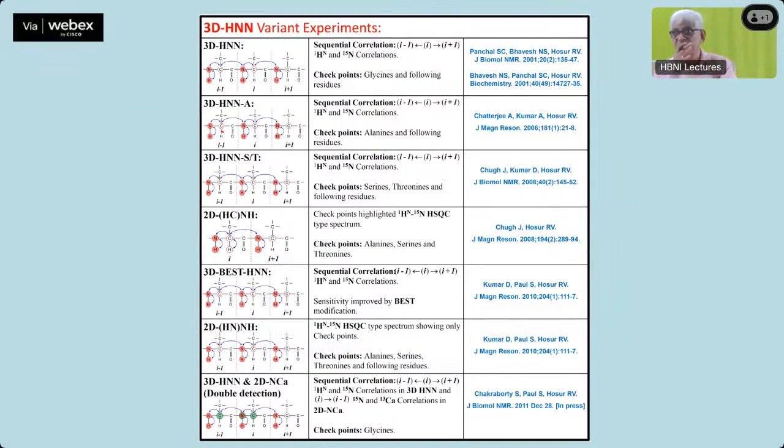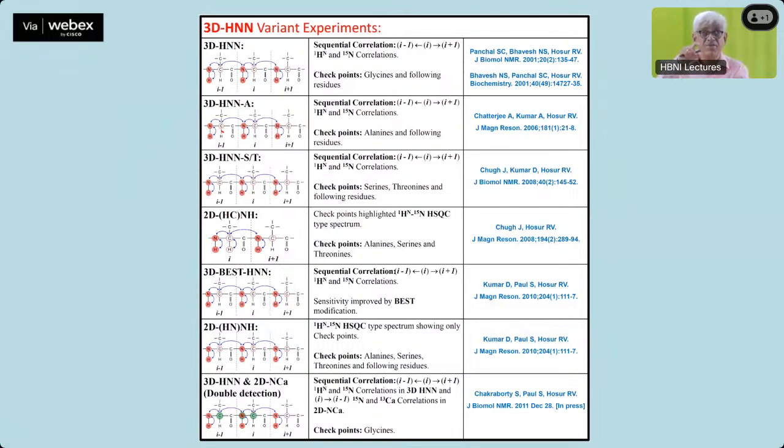So there is a substantial gain in the machine time. So you can record many spectra in the same experimental time. So you have this 3D BEST-HNN, and this is the projection experiment once more. You get the checkpoints in alanines, the serines, the threonines, and following residues. Okay. And following residues. Why do I say following residues?